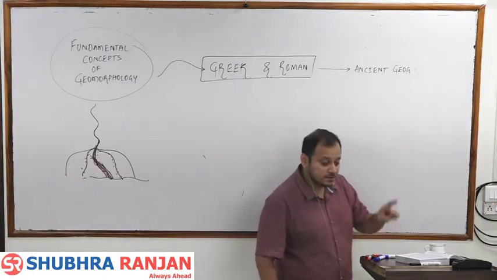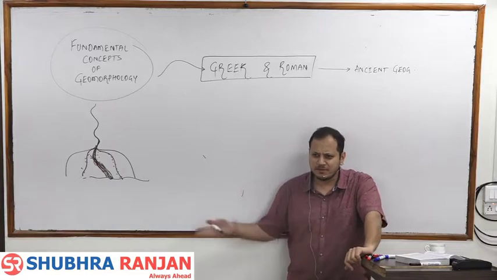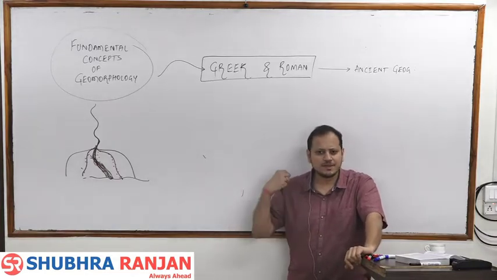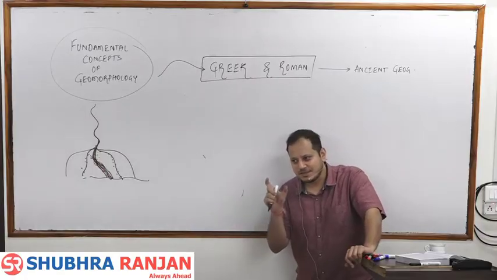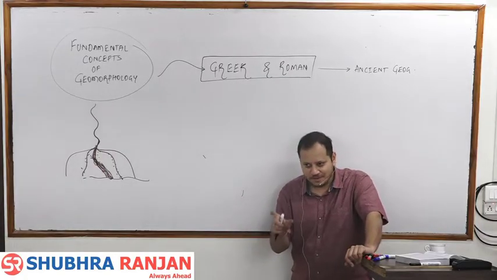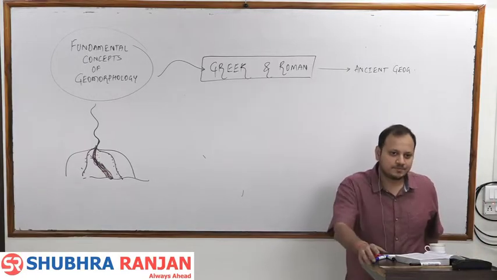But the only difference between GS and optional is that in GS there is no need of a diagram. In GS there is no need of mentioning Strabo. In optional you will have to mention Strabo. Right? Getting it? Next.